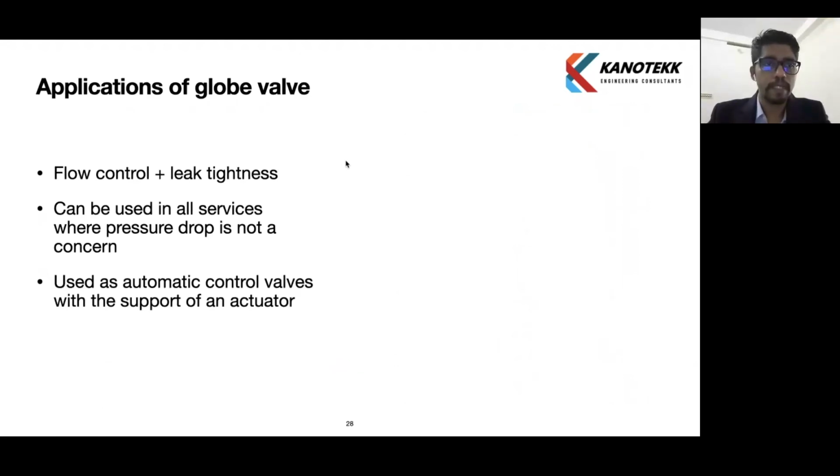Okay, now we will see the application of globe valve. Globe valve is actually mainly for flow control and better leak tightness. It can be used in all services where pressure drop is not a concern. It is used as automatic control valves with the support of an actuator. So because of the control system, wherever any piping system where flow control is required, we use a globe valve with the support of an actuator. Actuator is an externally powered device which opens and closes the valve instead of manual operation. We will see that in a future slide.